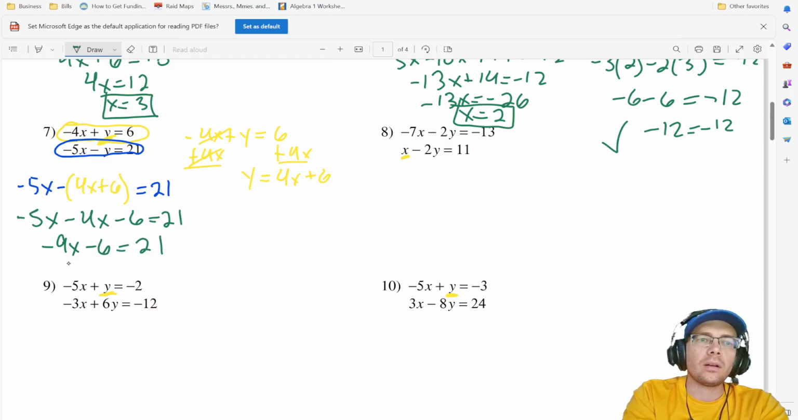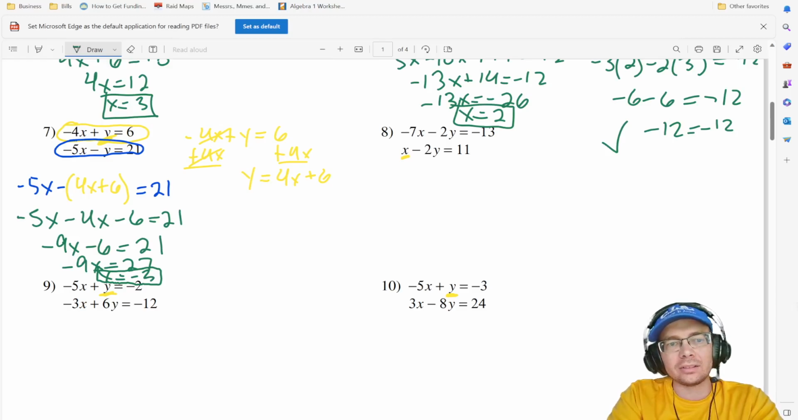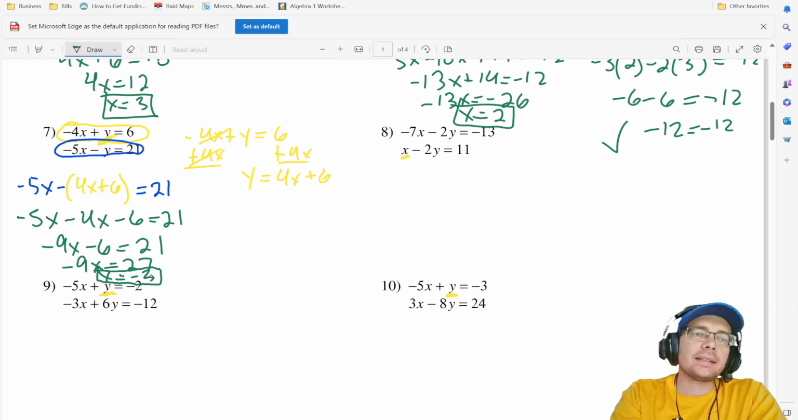And then I want to add 6 to both sides. So it's going to be 27, and then x is equal to -3. See if I can box that. I had to cut into the next problem a little bit, but it's all good. So then x is equal to -3.